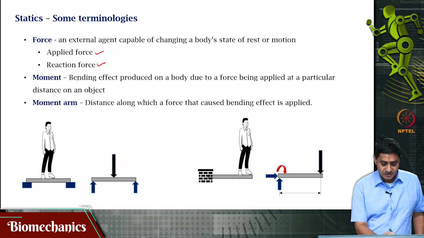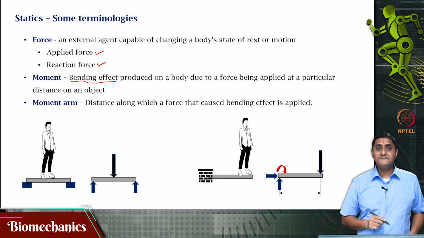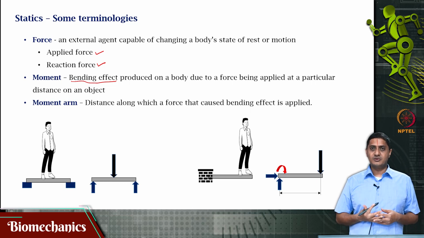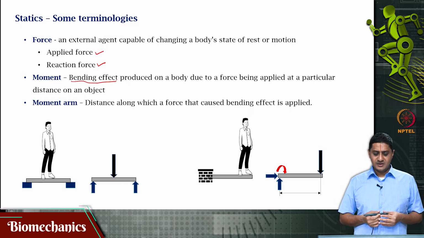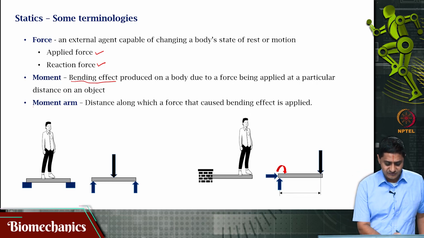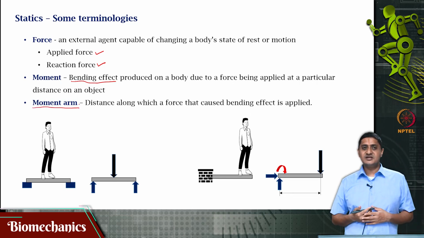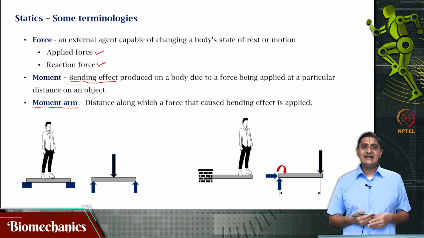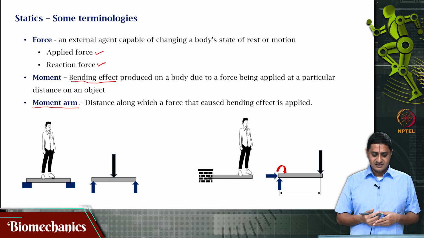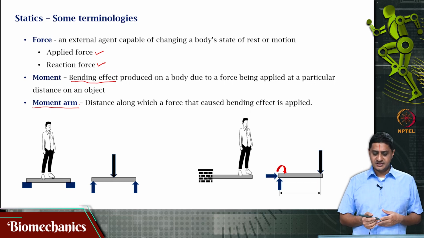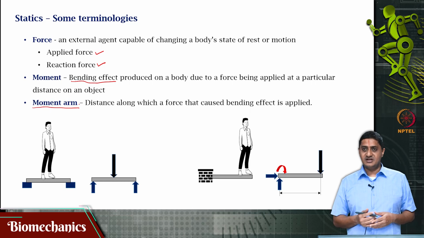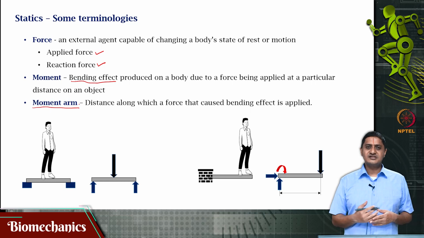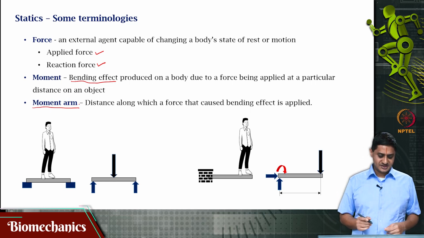What is moment? Moment is the bending effect that is produced on a body due to a force that is applied at some distance to this object or body. What is this distance that we are speaking about? From high school physics, we know that this distance is the moment arm or the lever arm. So, this is the distance along which a force that causes this bending effect is applied: the perpendicular distance between the line of action of the force and the axis about which the rotation is happening.